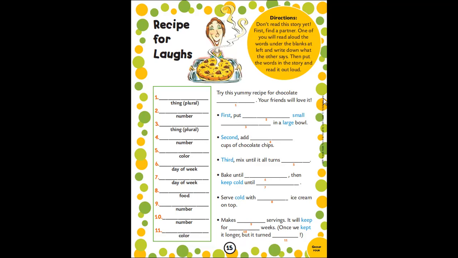Okay. You just have to write it down. So don't read the story yet. I will read the directions. First, find a partner. One of you will read aloud the words under the blanks at the left and write down what the other says. Then put the words in the story and read it aloud.